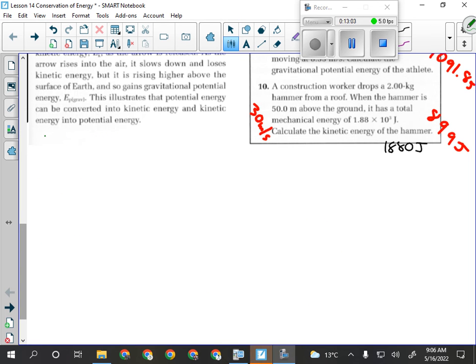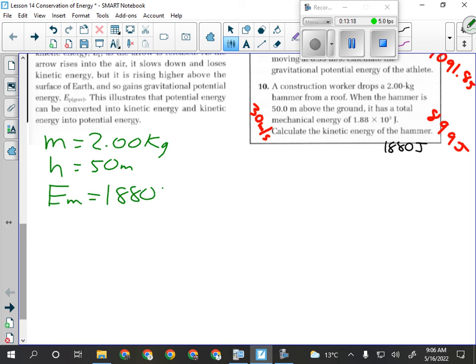So in number 10, they tell us the mass, it's 2.00 kilograms, and they tell us the height, 50 meters, and they tell us the total mechanical energy is 1,880 joules. We're looking for the kinetic energy of the hammer. So we're back to this formula, mechanical energy equals kinetic energy plus potential energy. I want to calculate kinetic, so what do I have to do with EP? Subtract it over to the other side.